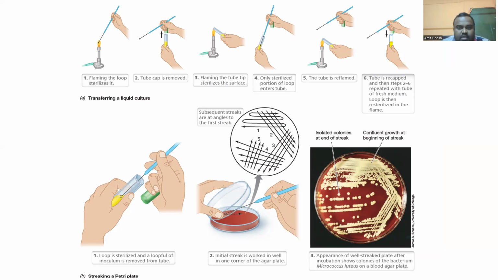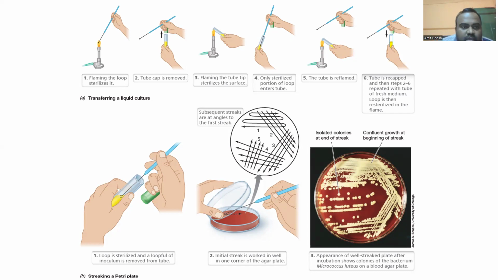First, on the slide there are two pictures. The upper part expresses transferring a culture, and the lower part discusses streaking a petri plate. These are two laboratory processes by which you can transfer a liquid culture, as well as culture a microorganism by the streaking method. These are the tools, actually. So we will discuss the first, upper panel of the pictures.